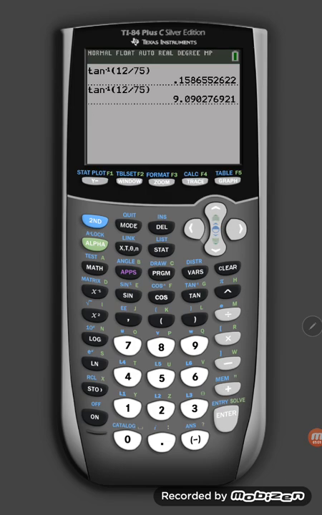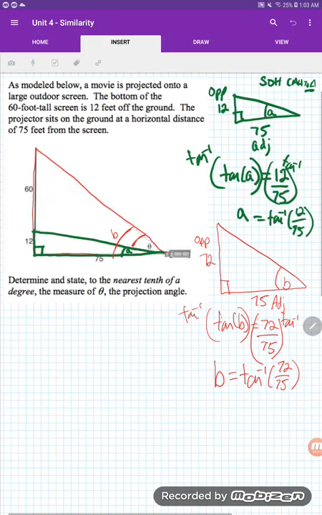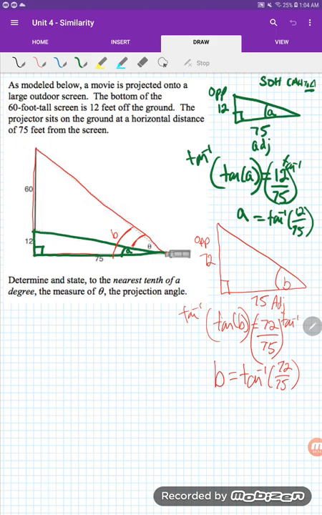So I forgot what the problem says. So we're going to remember a few digits here. I'm not sure how to copy this, so we'll just remember 9.09027. So A is approximately 9.09027. And now let's figure out what B is.